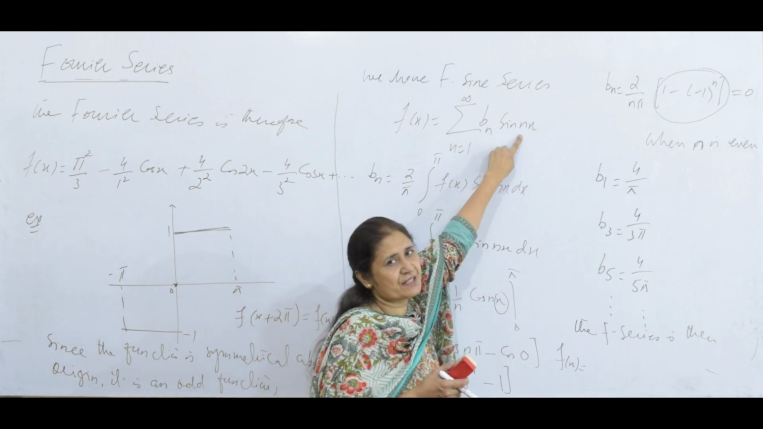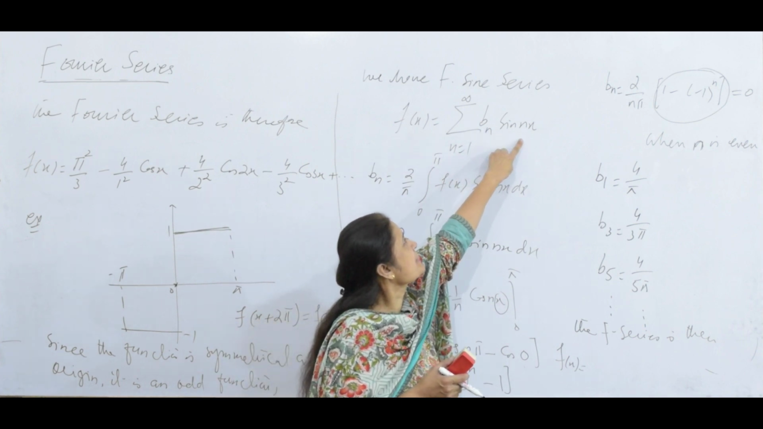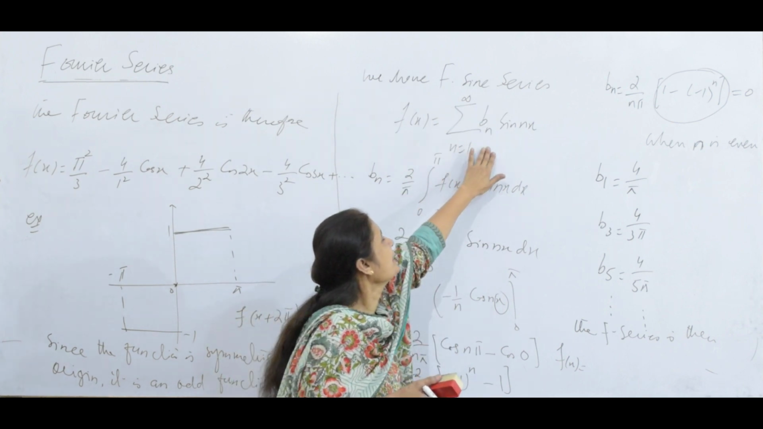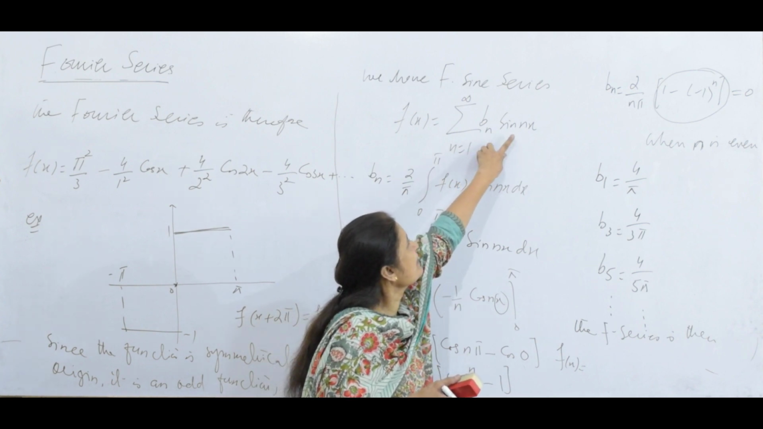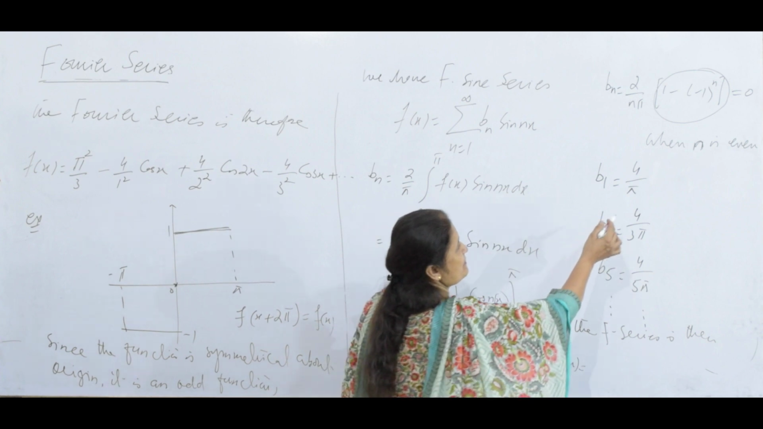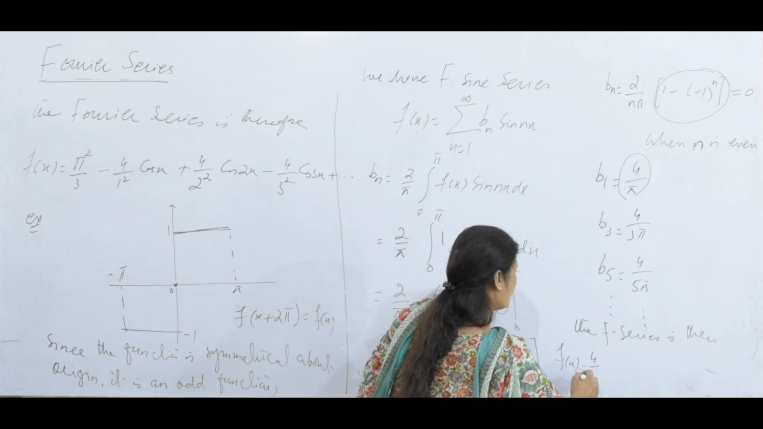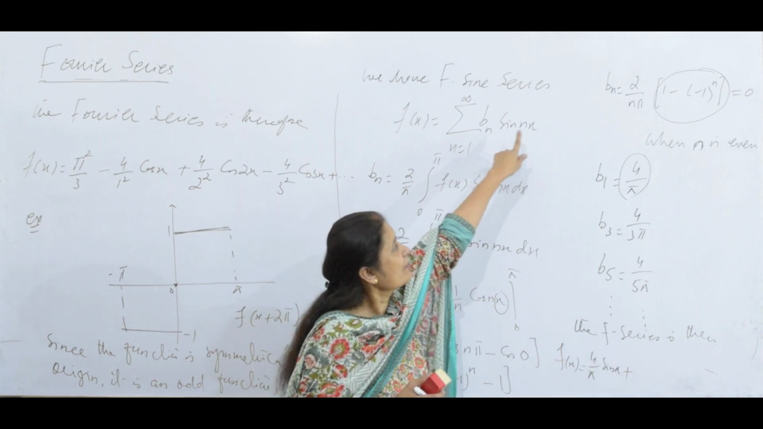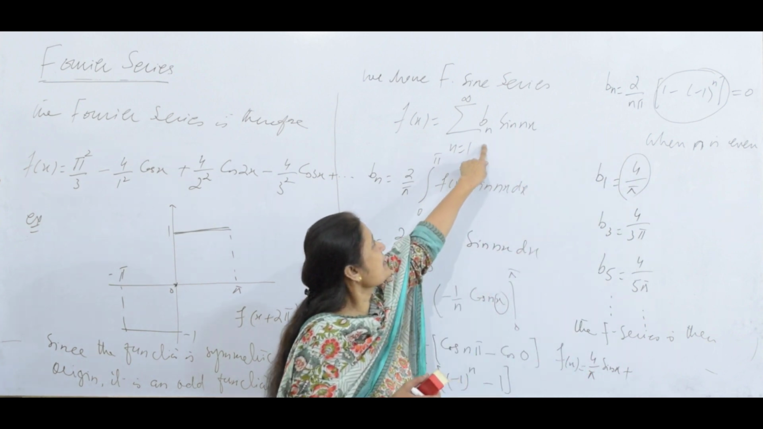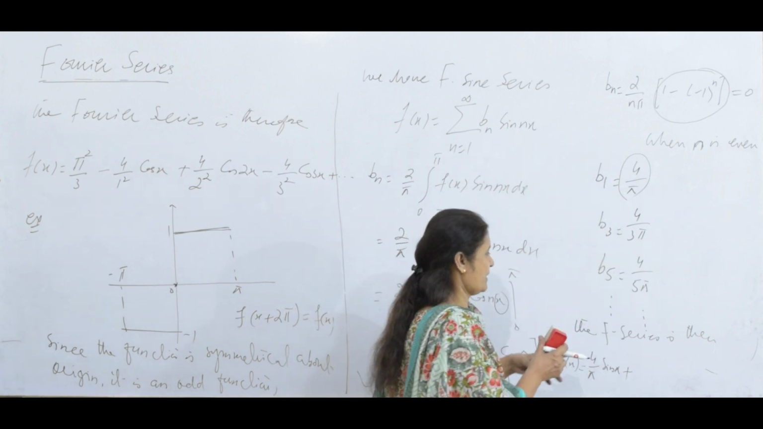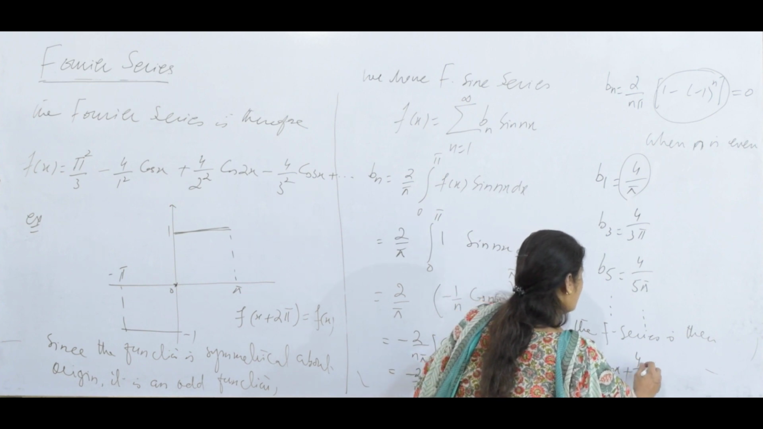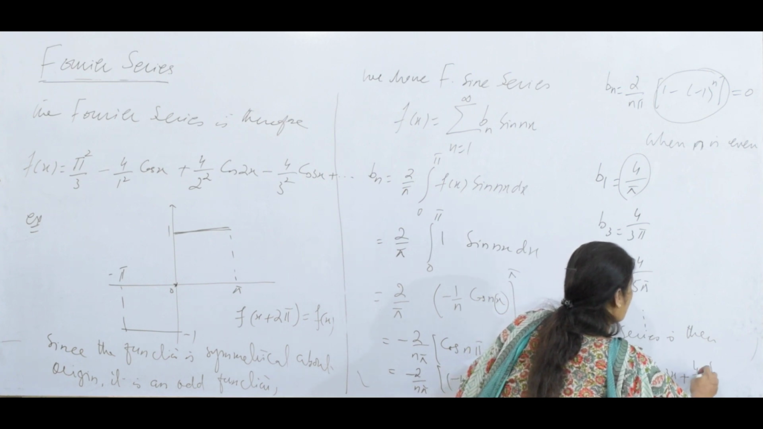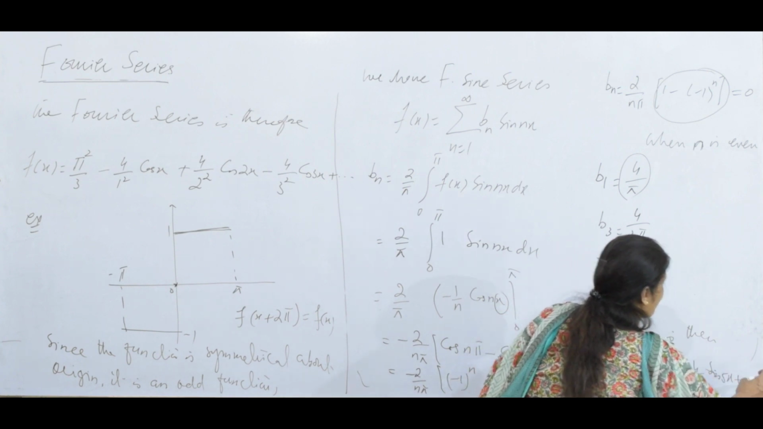B1 sine x plus B2 sine 2x plus B3 sine 3x, because sigma means you are taking the summation. So I am going to write B1 sine x. B1 is my 4 over pi. Let me write 4 over pi sine x. Then B2 is 0. When n is even, it is 0. B2 I am not writing, I am writing B3. And B3 is 4 by 3 pi, 4 over 3 pi sine 3x. B5, 4 over 5 pi sine 5x, and so on and so forth.